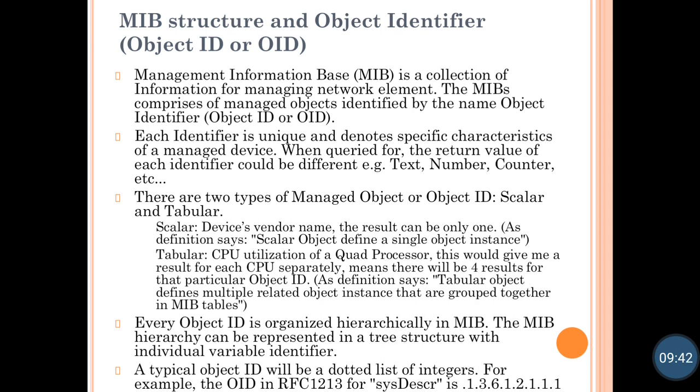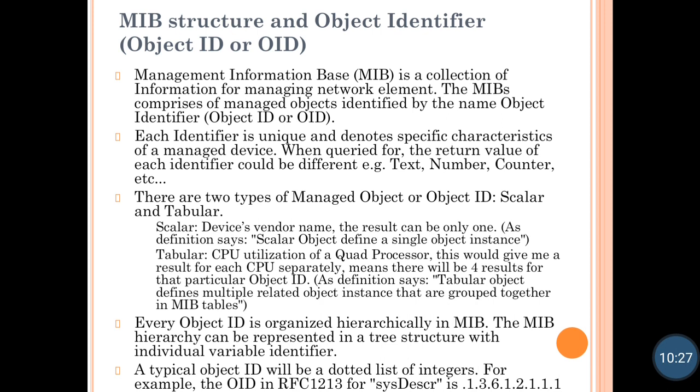There are two types of managed objects: scalar objects and tabular objects. In a scalar object, such as a device's vendor name, the result can be only one. In tabular form, for example the CPU utilization of a quad processor, this would give me a result for each CPU separately, meaning it has 4 results for that particular object ID. In scalar we have only one result, while in tabular we have more than one piece of information related to a particular object ID.